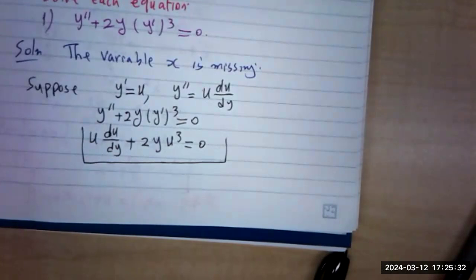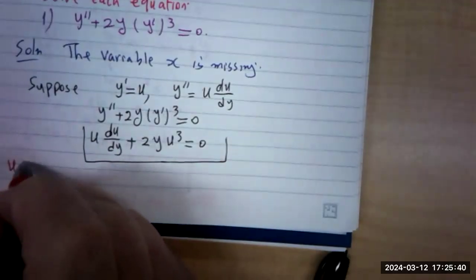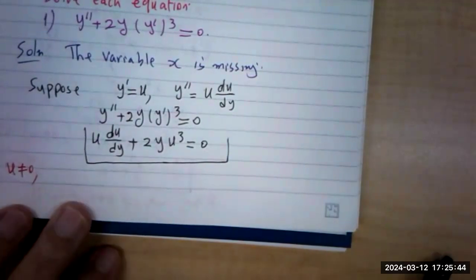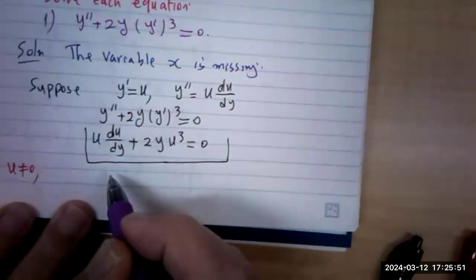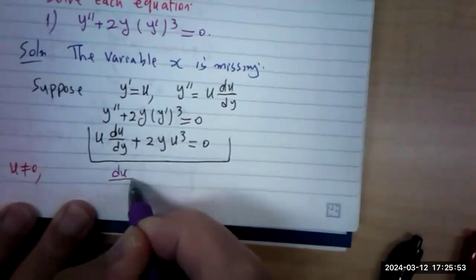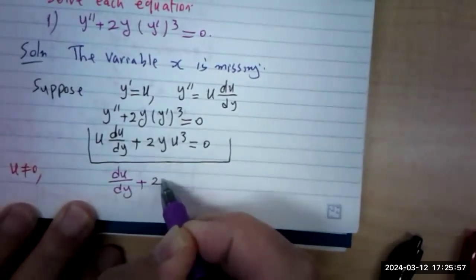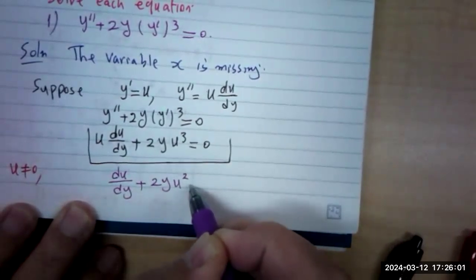Okay, to be able to do it, you can assume that u is not equal to 0, divide by u. u not equal to 0 because u is y prime. In that case, the function will be a constant function. So divide by u. Your equation will be changed into du/dy plus 2y u squared equal to 0.